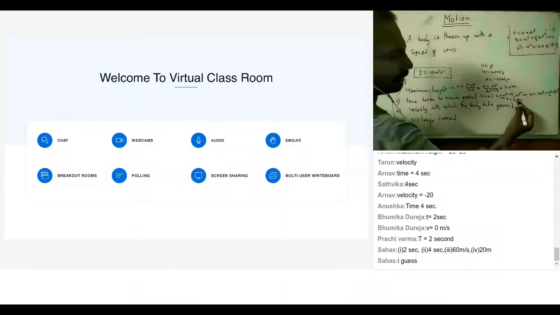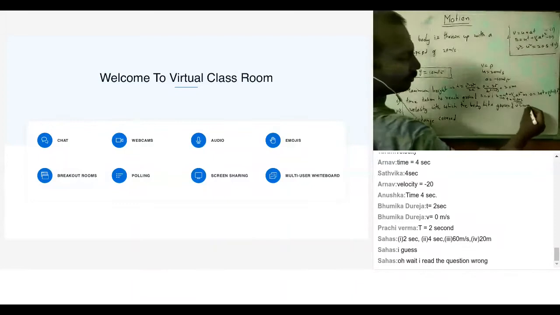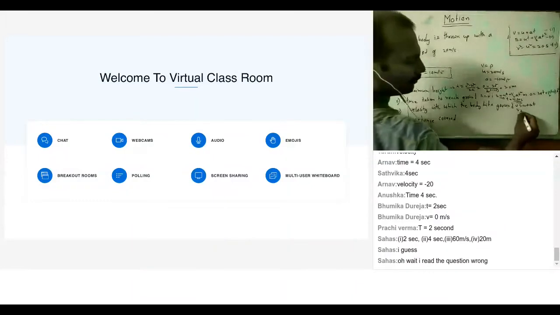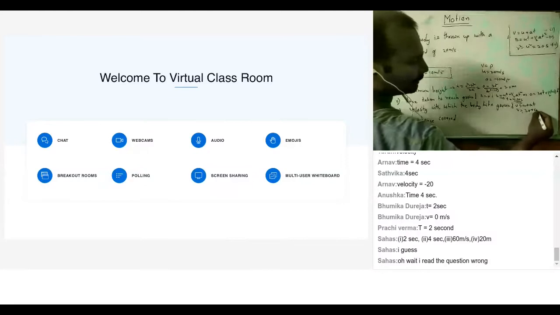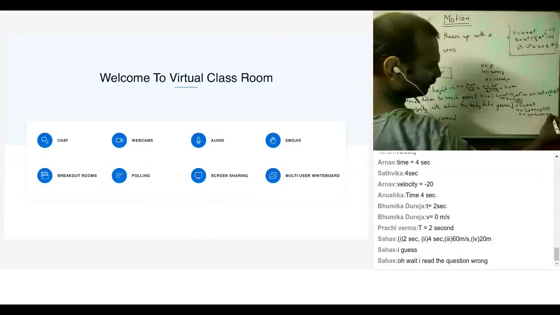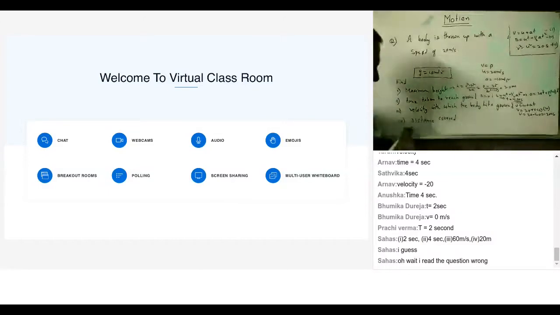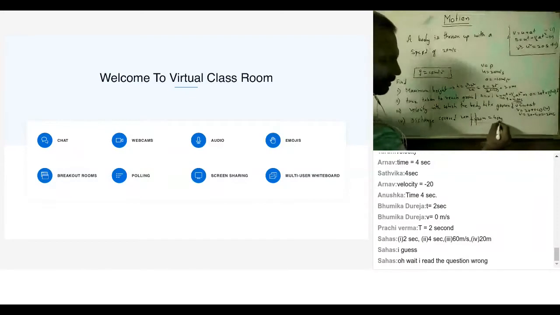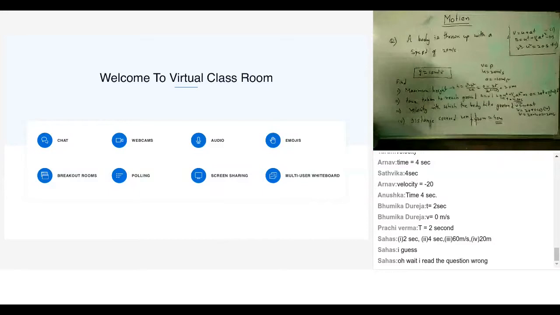Third part, velocity with which the body hits ground. So what is the time taken? 4 seconds. So I'll use v equal to u plus at. v equal to 20 plus minus 10 into 4. So what is v equal to? 20 minus 40. That is minus 20 meter per second. Now distance covered, 20 meters upwards and 20 meters downwards. So distance covered is how much? 40 meters. I hope it is clear.